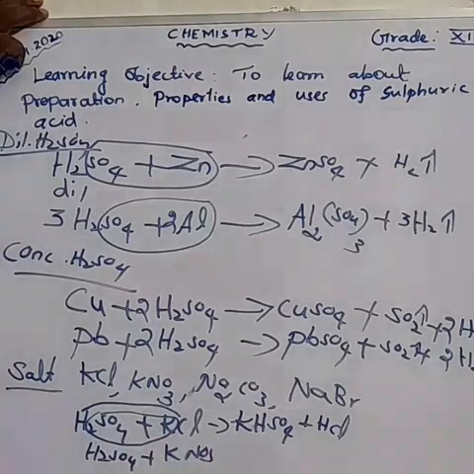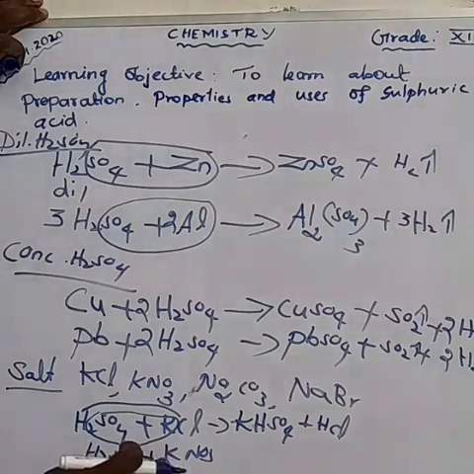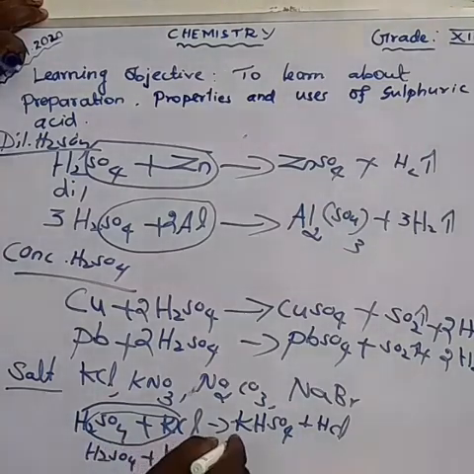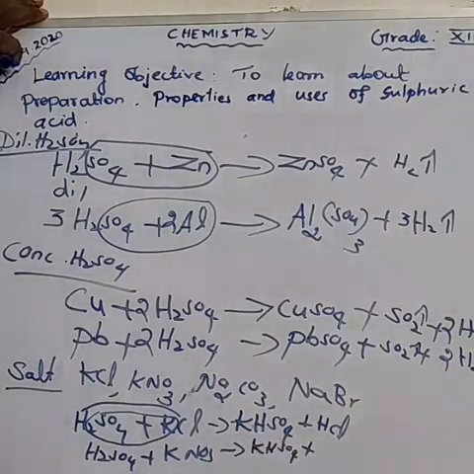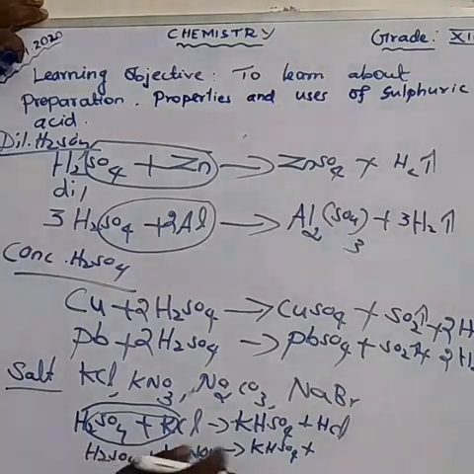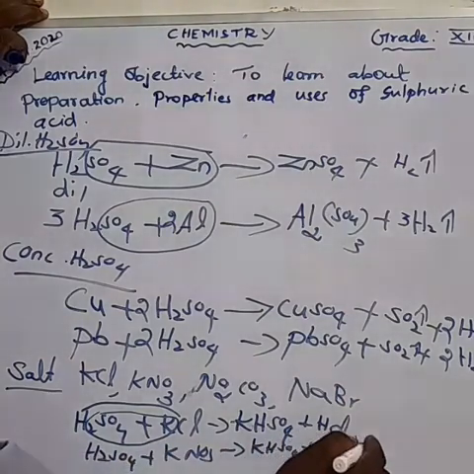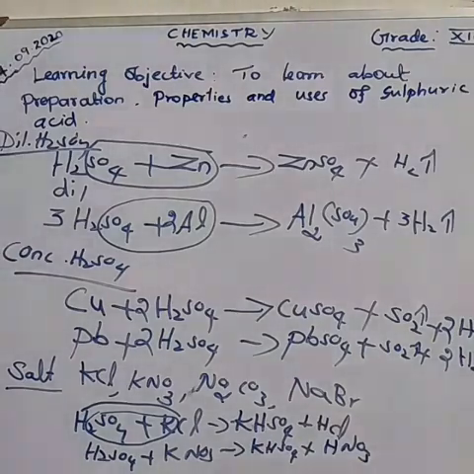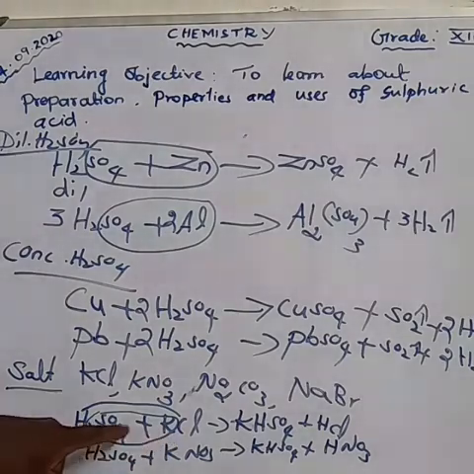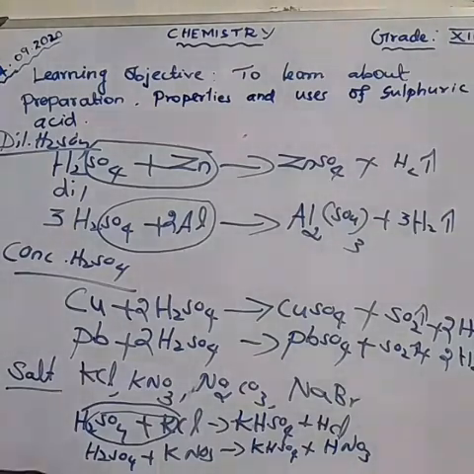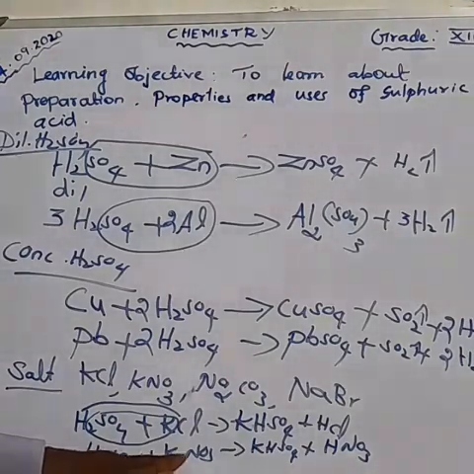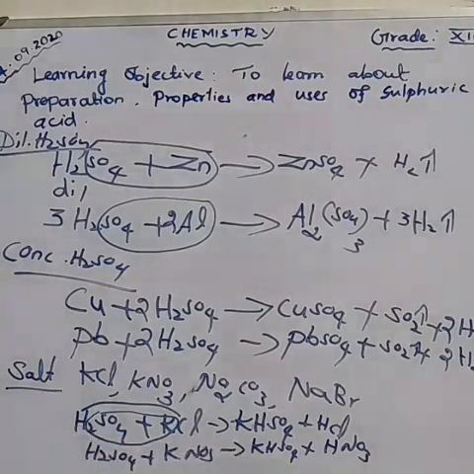KNO3. So what's the product here? Potassium combines with the bisulfate to form KHSO4, potassium bisulfate, and hydrogen combines with the NO3 to form HNO3. What is HNO3? Nitric acid. So what are the products obtained? The reaction between KCl and sulfuric acid gives potassium bisulfate and hydrochloric acid. And the reaction between sulfuric acid and potassium nitrate forms potassium bisulfate and nitric acid.